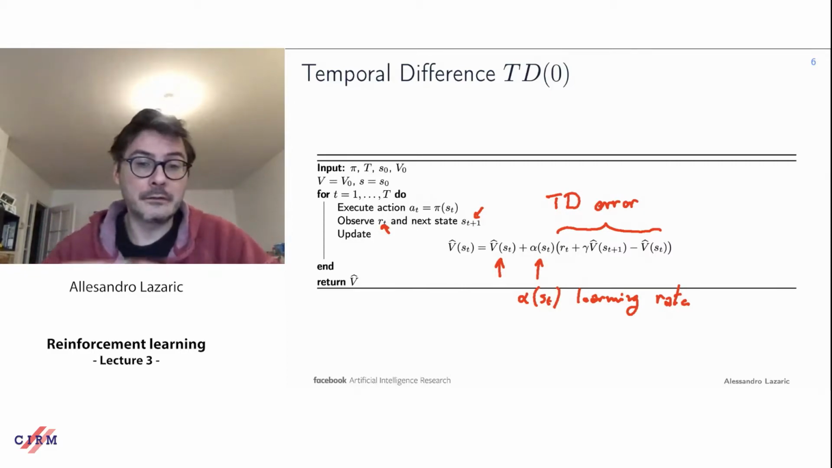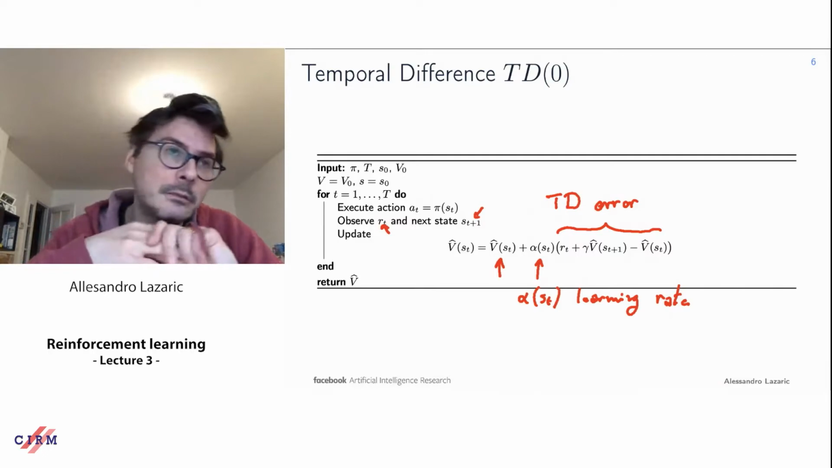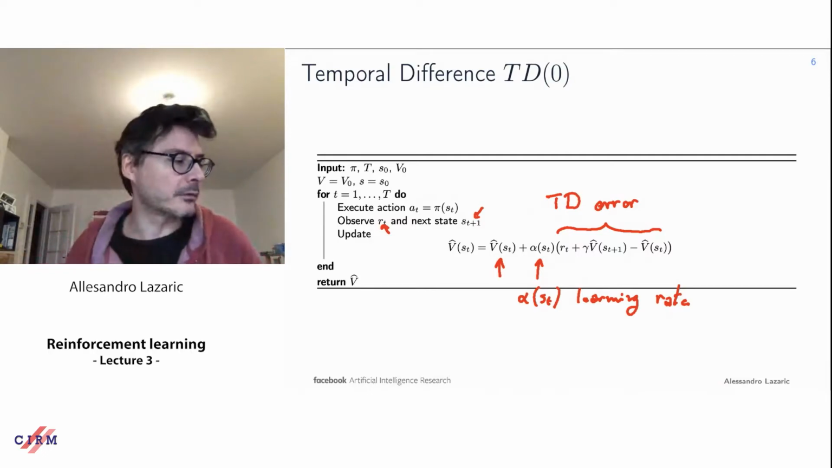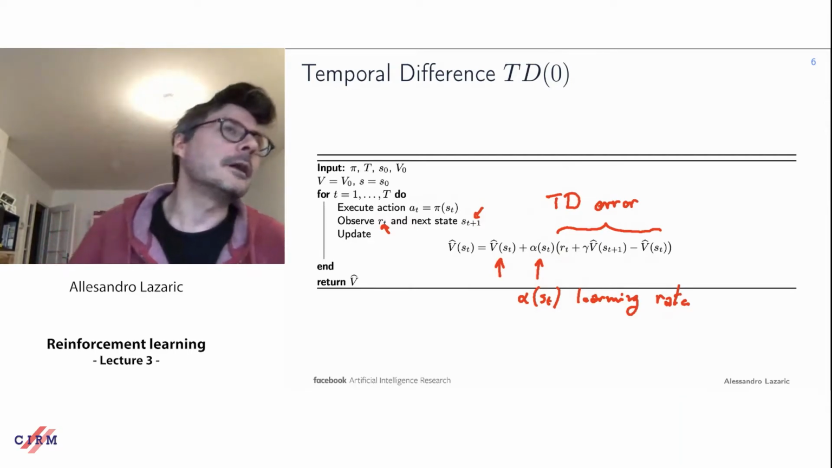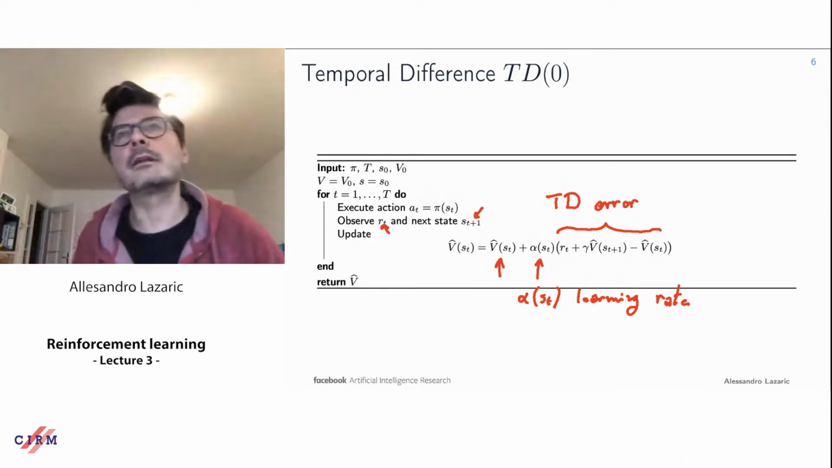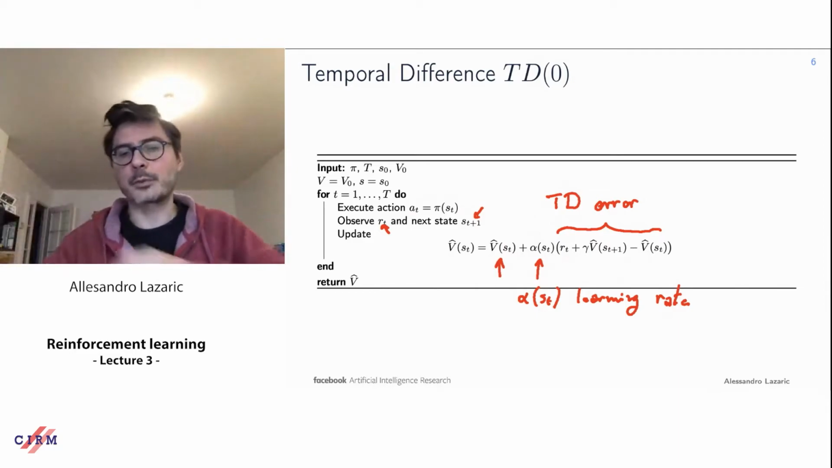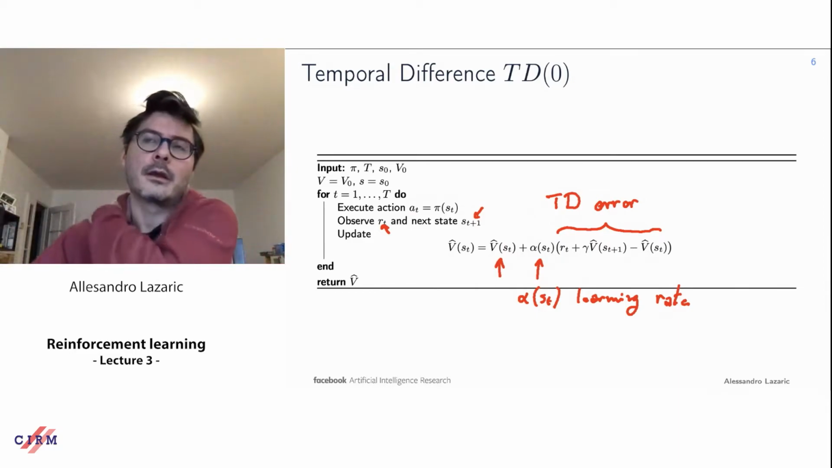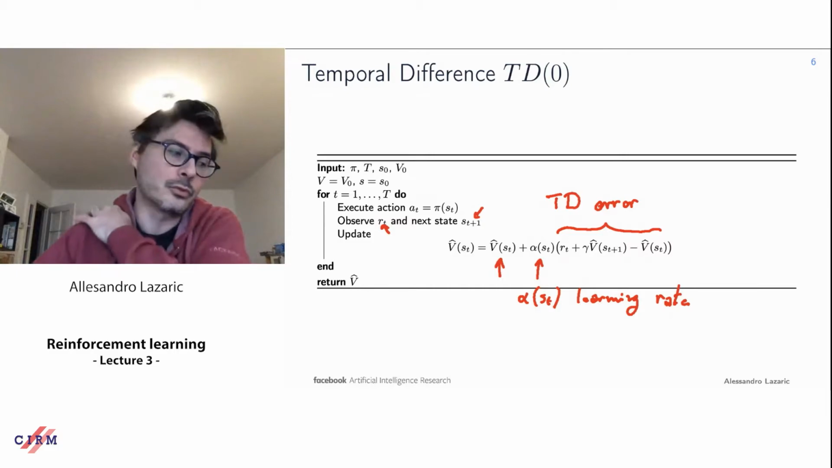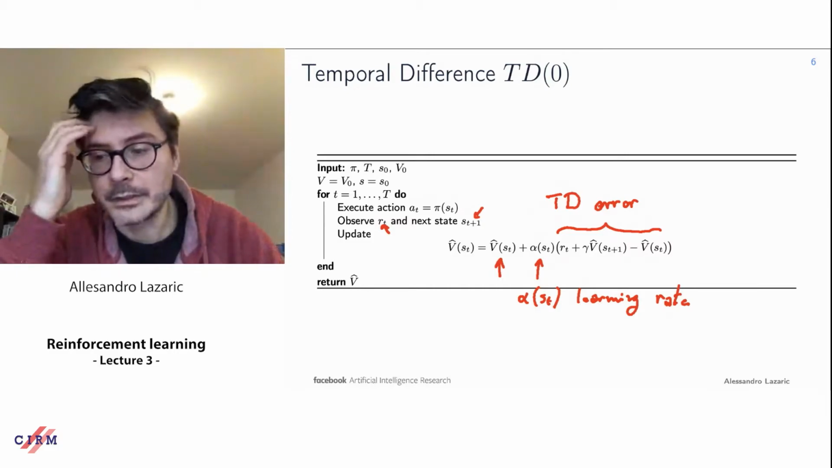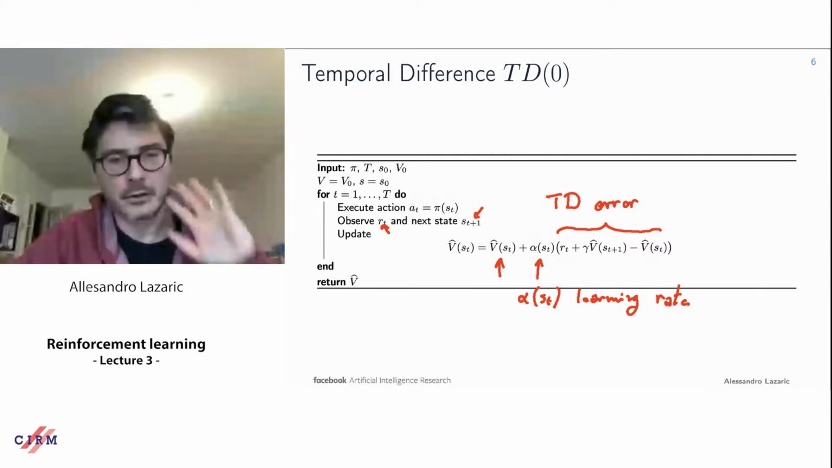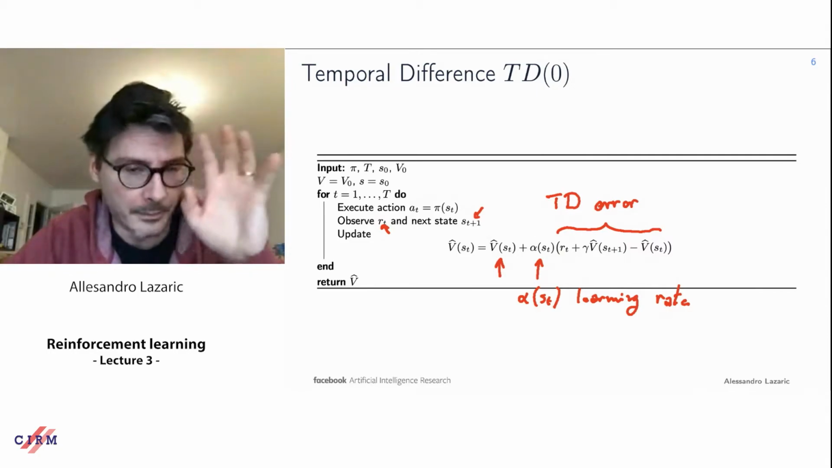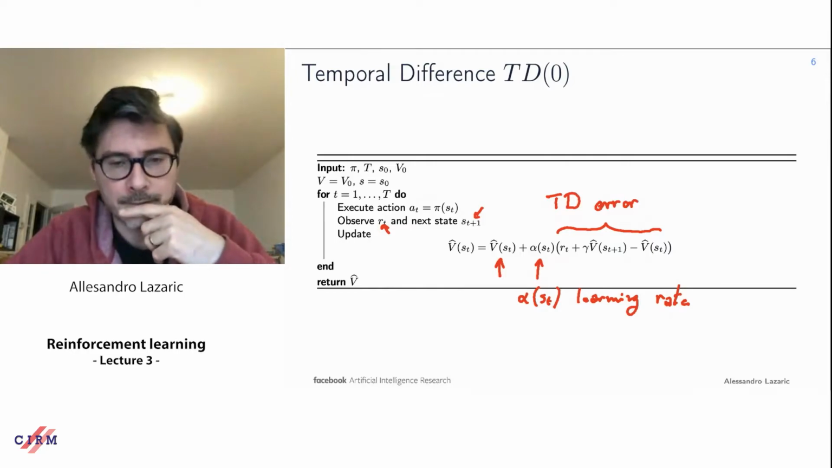I will not derive this as a gradient descent algorithm, also because it's to some extent questionable whether this should be seen as a gradient descent. But we will see that the gradient descent approach is what we will eventually use to generalize this type of algorithms to function approximation and more scalable algorithms. So I just want to start hinting towards that.